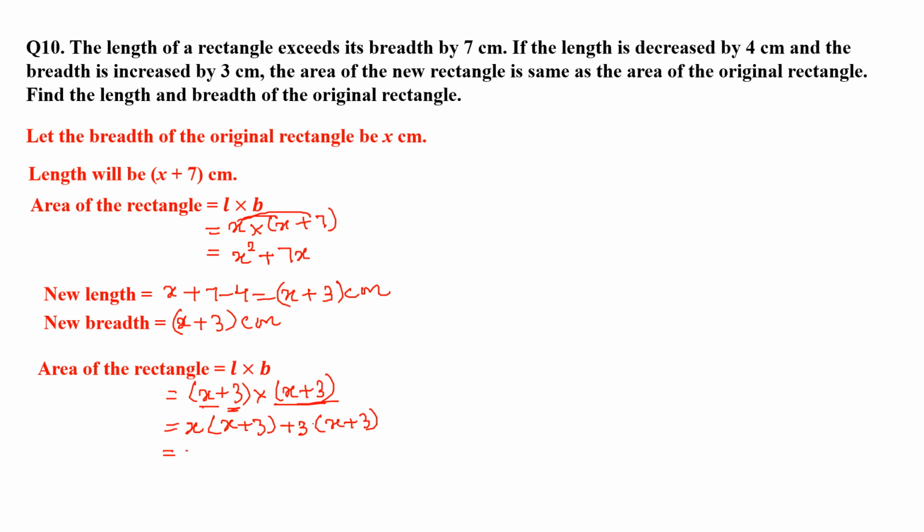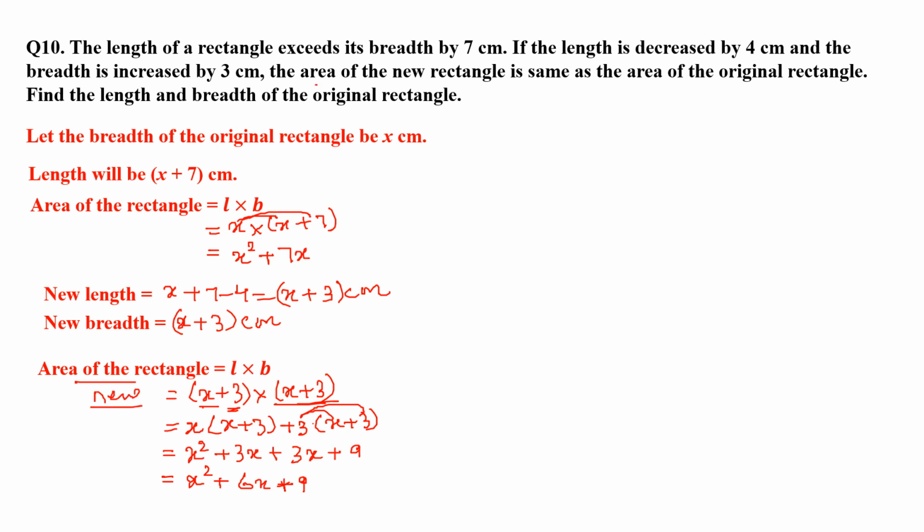So x into x is x square, x into 3 is 3x, plus 3 into x is 3x, plus 3 into 3 is 9. Now x square plus 3x plus 3x, 6x, plus 9. So this is the area of the new rectangle, isn't it? This is the area of the new rectangle.